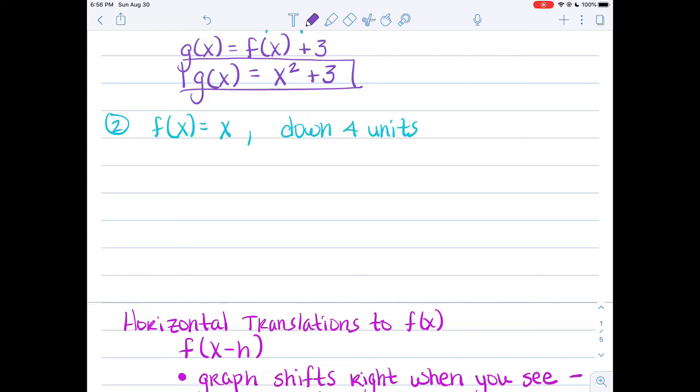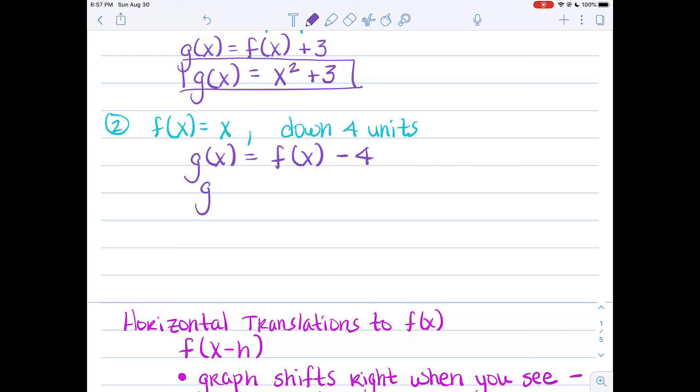Second example, we're starting with our linear parent function. f of x is equal to x, and we want to move down 4 units. Again, starting with writing our rule for what happens to f of x, we would say that g of x is equal to f of x minus 4. It's a negative because we're headed down by 4 units.